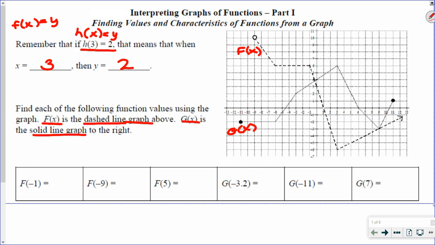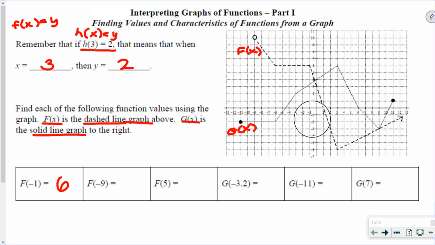Okay, so when evaluating functions graphically, you're trying to basically find the y-coordinate of the point given the x-coordinate. So if I'm finding f of -1, then I would go to -1 on the x-axis, and I would go up to the dashed graph and over to y, and I would see that f of -1 equals 6.